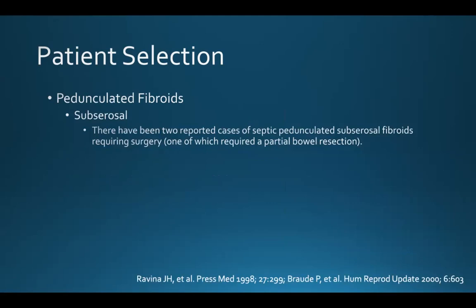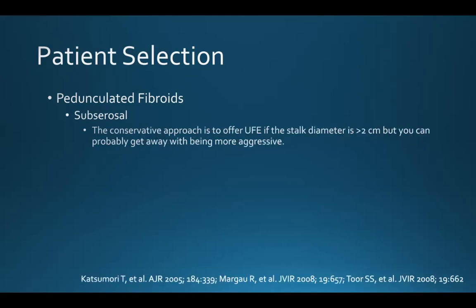In the case of subserosal fibroids, there have been 2 reported cases of septic pedunculated subserosal fibroids requiring surgery, one of which required a partial bowel resection. And when approaching subserosal fibroids, the conservative approach is to offer fibroid embolization if the stalk diameter is greater than 2 centimeters, but you can probably get away with being more aggressive than that.